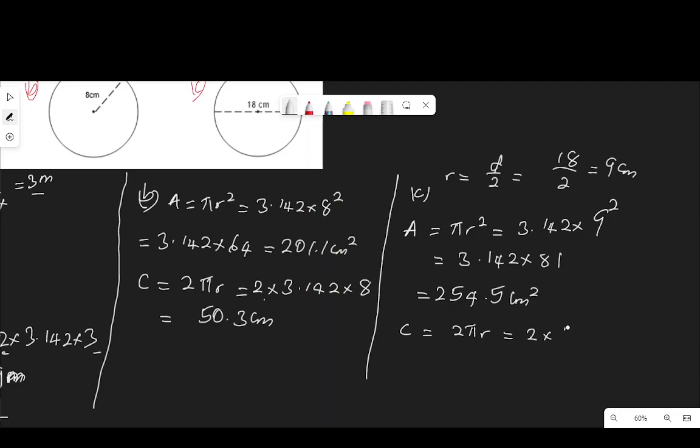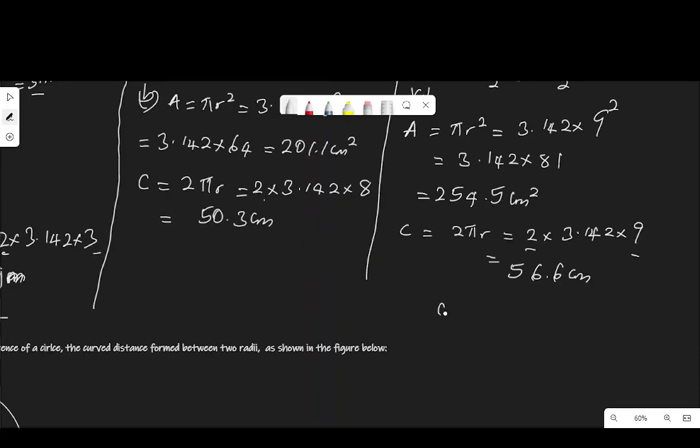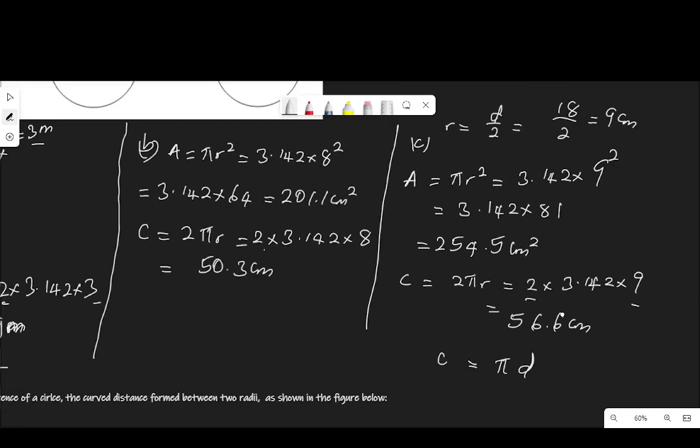The circumference or the perimeter C is 2 pi r. That is 2 times 3.142 times the radius, 9 centimeter. 2 times 9 is 18. 18 times 3.142 is 56.6 approximately centimeter.